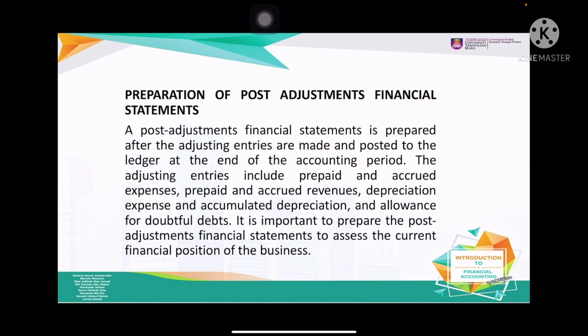So we are going to prepare the adjusting entries made and posted to the ledger at the end of the accounting period. These adjustment entries include prepaid and accrued expenses, and then prepaid and accrued revenues, depreciation and accumulated depreciation, and then allowance for doubtful debt. So we are going to prepare how it is going to affect the financial statement.